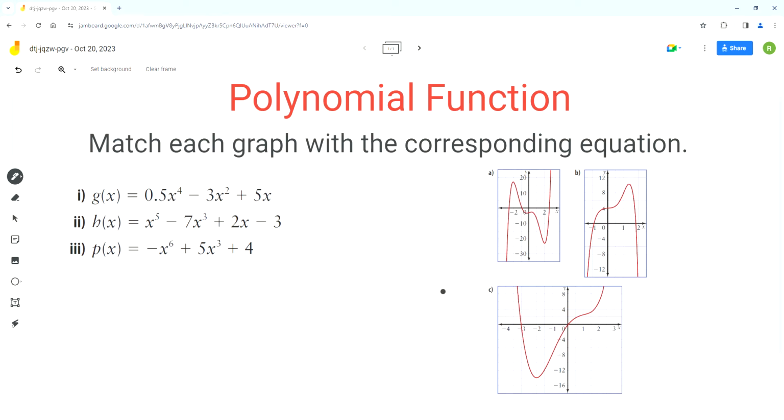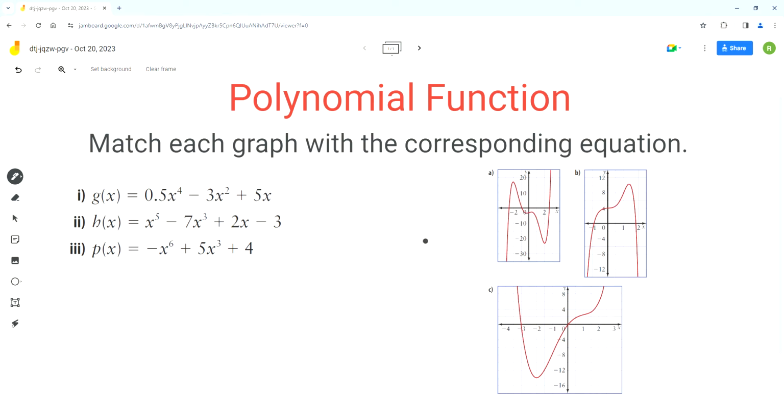Hello everyone. So in this video, we'll solve this problem based on the concepts of polynomial functions. So in this problem, we have to match each graph with the corresponding equation. So here we are given these three equations and these three graphs, and we have to match them.